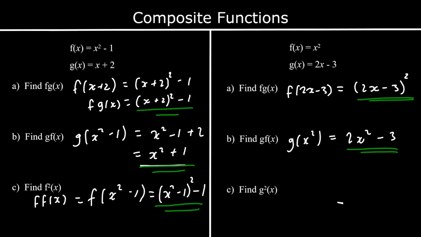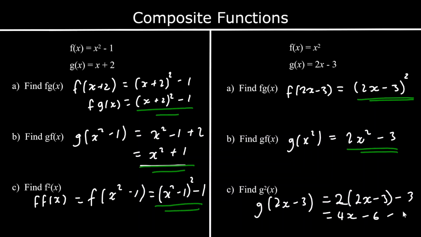And g squared means g into g. So it's g of 2x minus 3 into our g function. So 2 times 2x minus 3, minus 3. So 4x minus 6 minus 3, 4x minus 9.